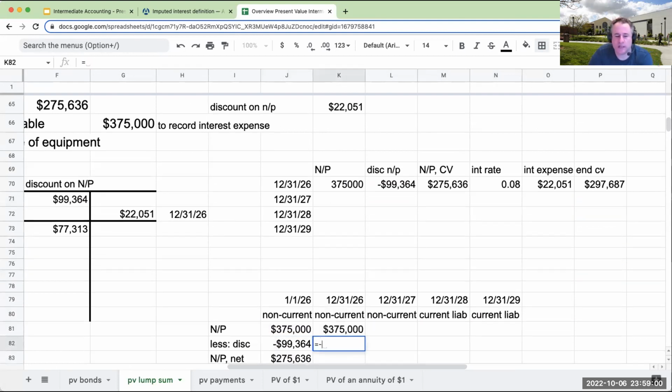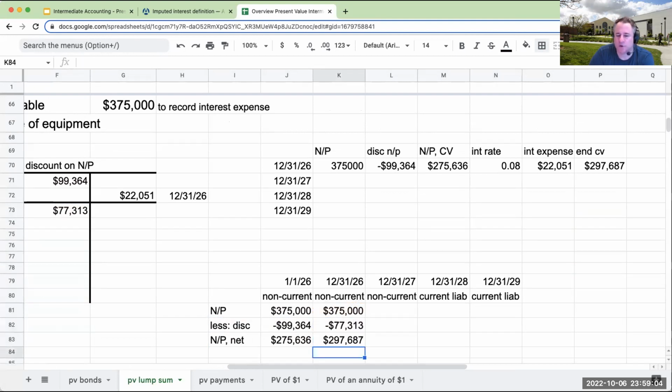375 less my discount is 77,313. My note payable net is 297,687. Okay, so for the next year over here, my new discount on notes payable is 77,313. My note payable carrying value is 297,687.